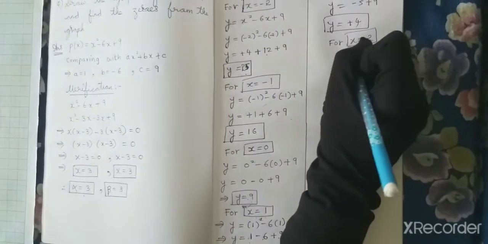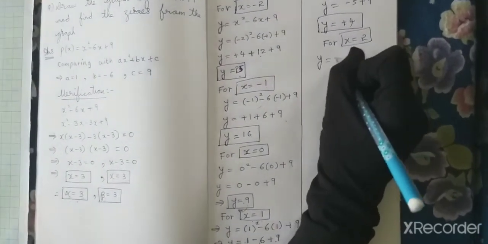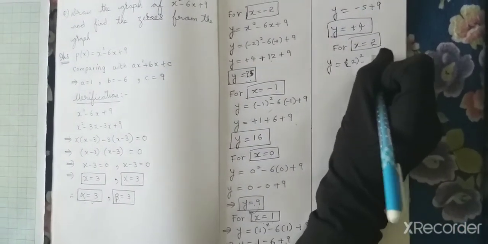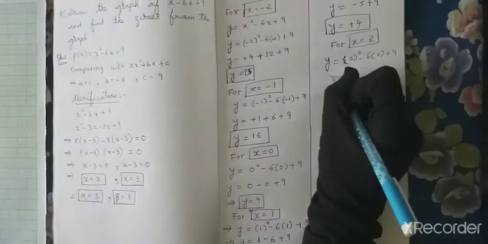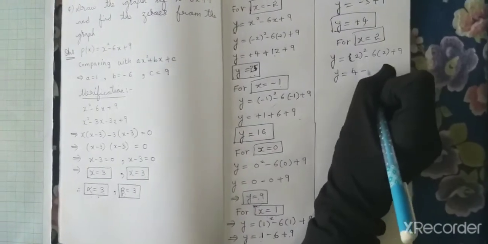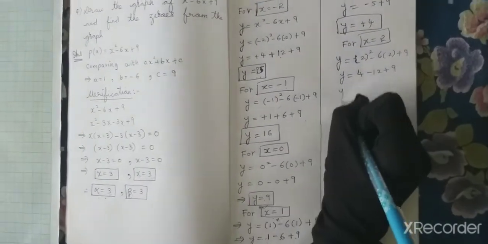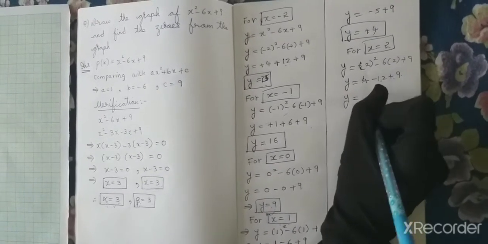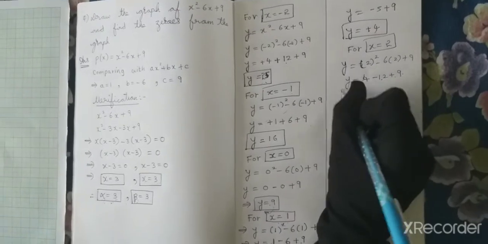For x is equal to 2, y is equal to x squared minus 6x plus 9, right? So 2 squared minus 6 into 2 plus 9. 2 squared is 4 minus 6 2s are 12 plus 9. So y is equal to, I'll add the positive values. 9 plus 4 is 13. 13 minus 12 is 1. So when x is 2, y is 1.